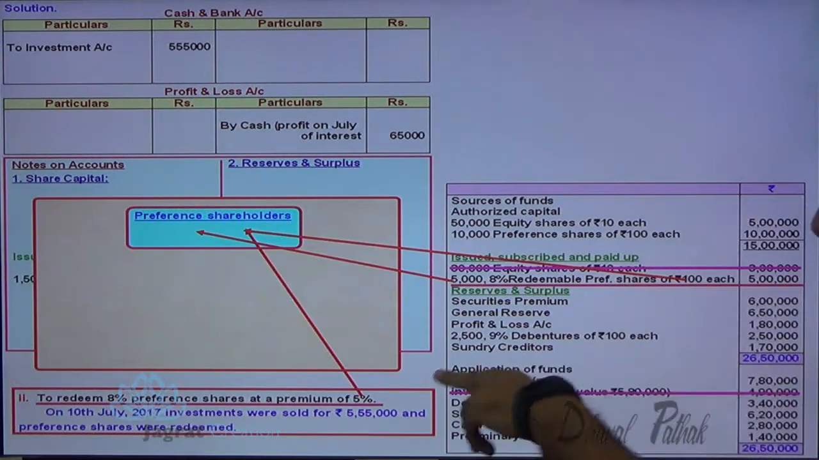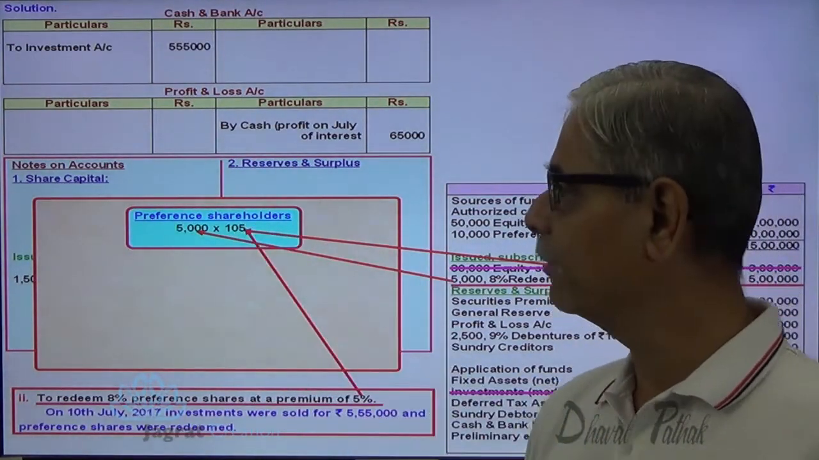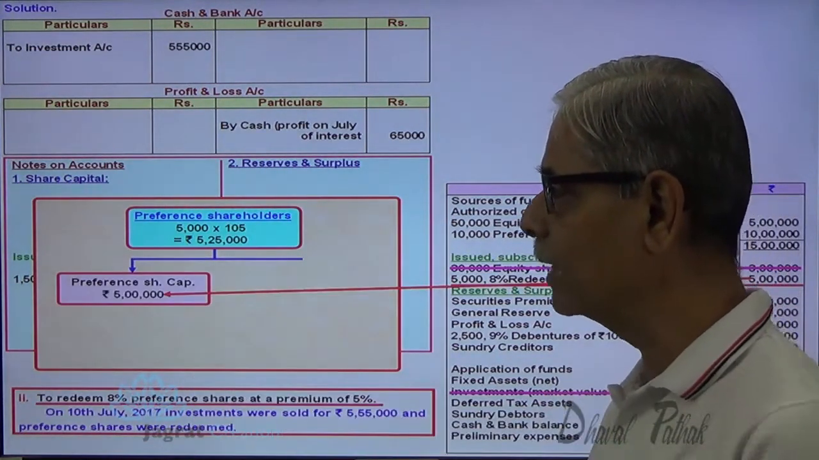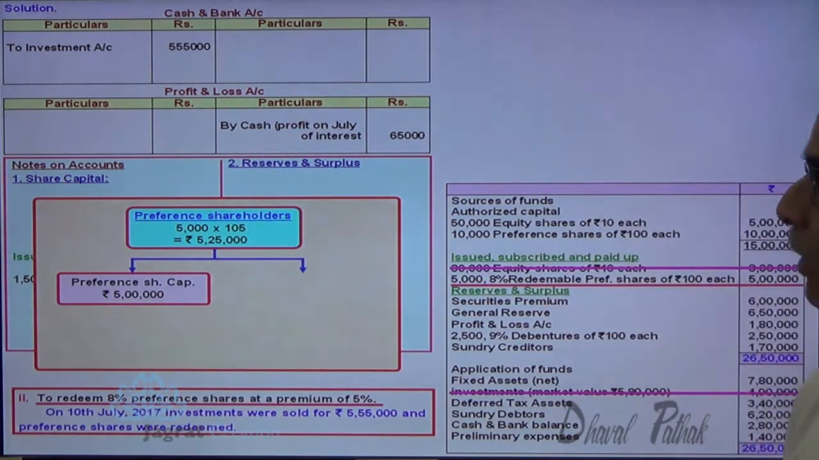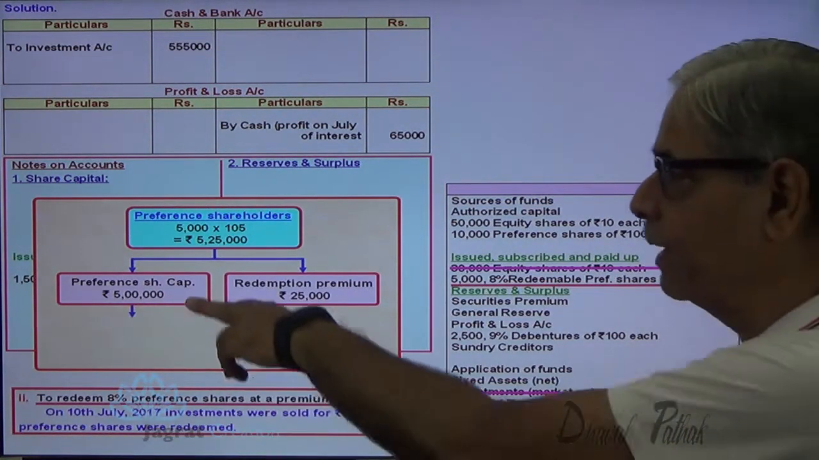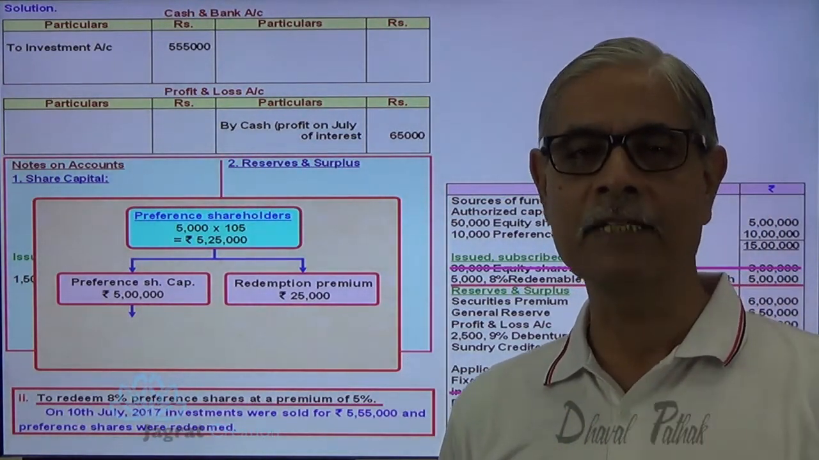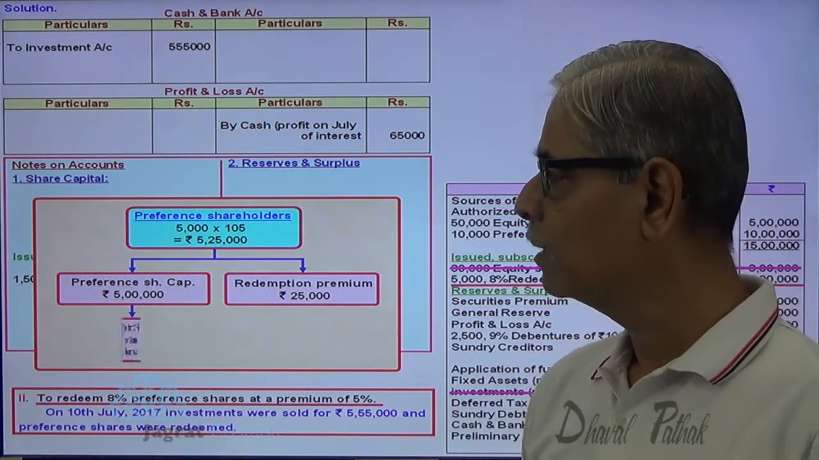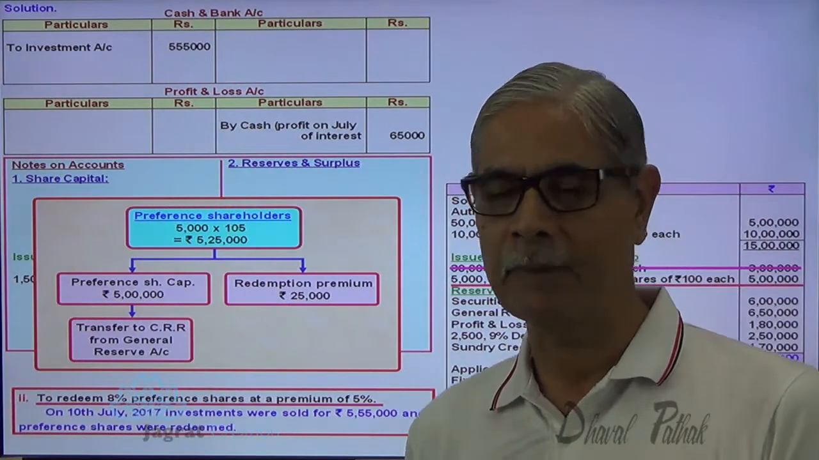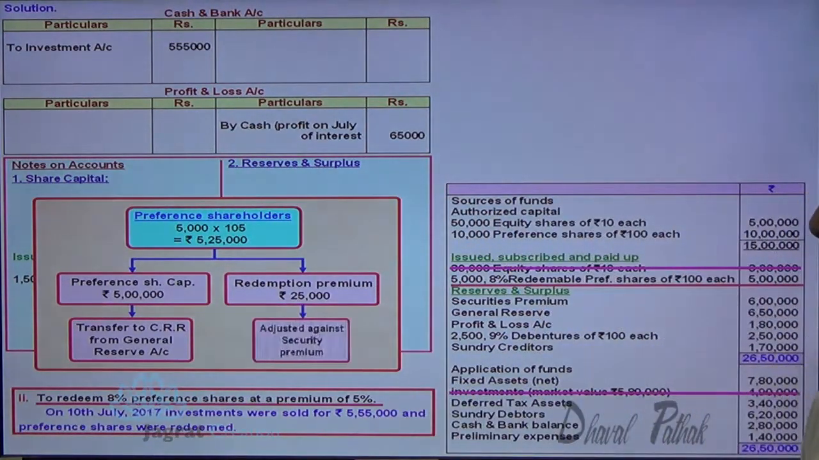5 lakhs at 5% premium. So 5,000 into 105, 5,25,000. Out of that, preference share capital is how much? 5 lakhs. And 25,000 is the redemption premium. This preference share is redeemed out of profits otherwise available as dividend. So the amount transferred to capital redemption reserve account from general reserve for redeeming these preference shares, and this redemption premium is adjusted against security premium.